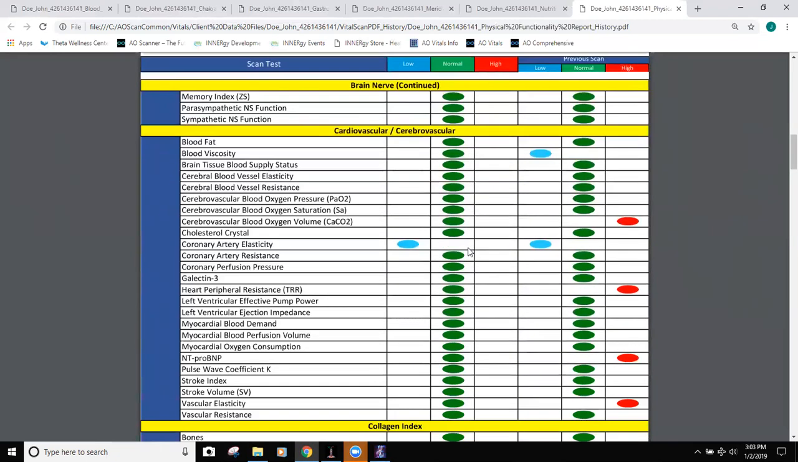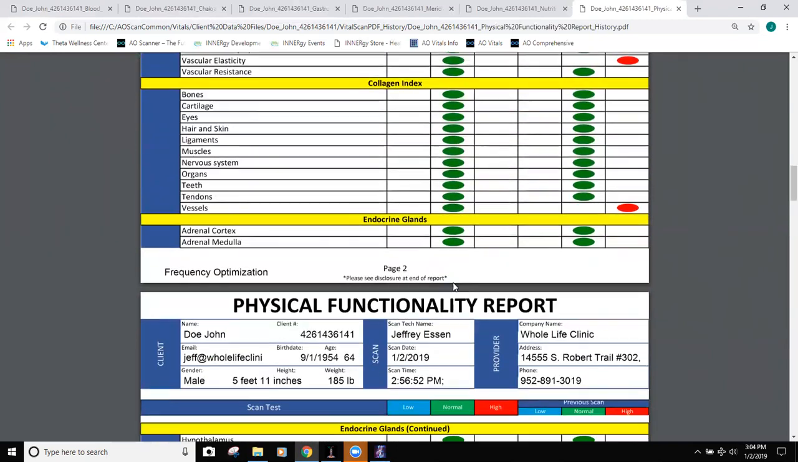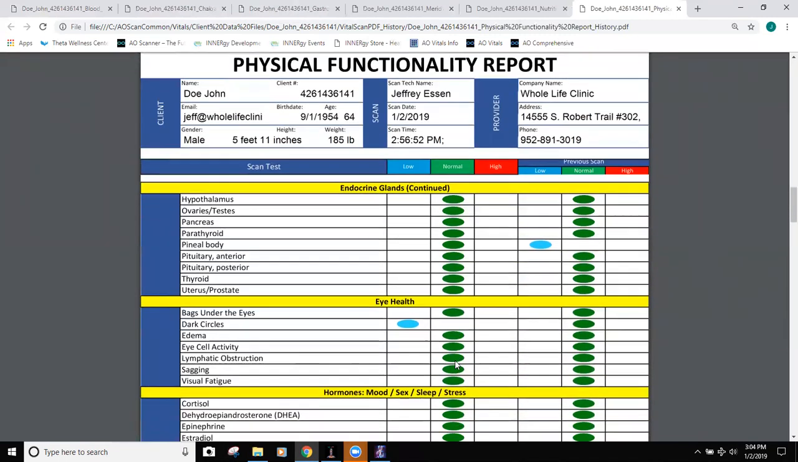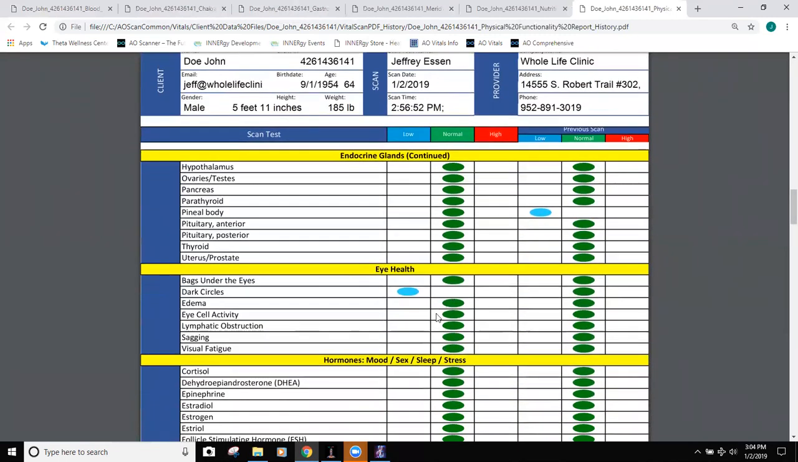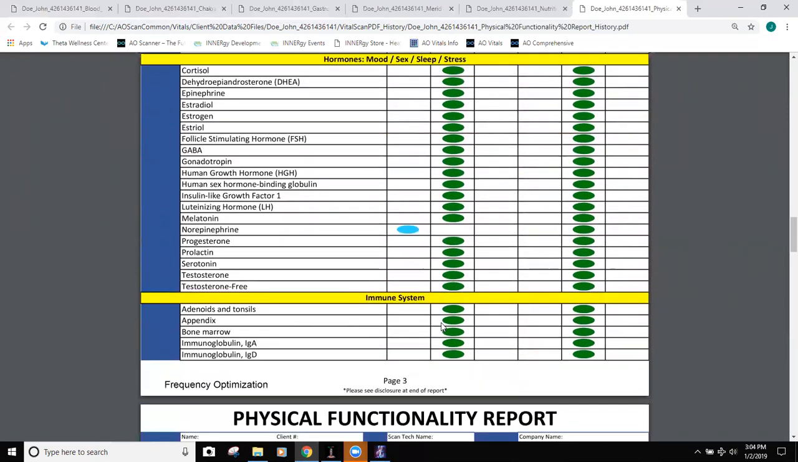Come down here to the cardio and cerebral vascular, the coronary artery elasticity is a little on the low side. In other words, this is maybe a little bit of a hardening of the arteries, but the rest of it looks good. Collagen indexes are good. The endocrine system here and here all look good. And then we have dark circles under the eyes. So you can see just as you scan through these things, you can quickly eliminate it down to a very few things. Norepinephrine, a little on the low side.